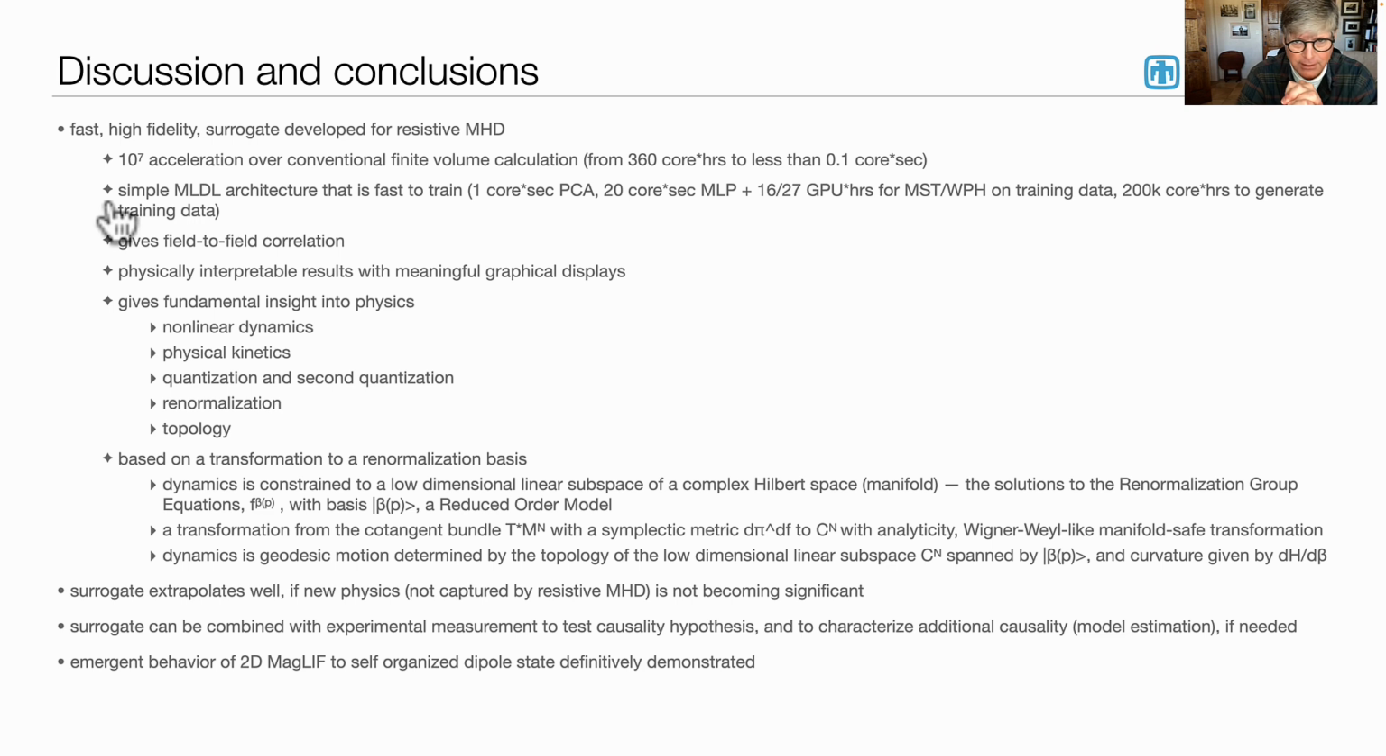And finally, there is something that we really have learned about the physics of 2D MagLIF implosions. We have learned that it has an emergent behavior to self-organized dipole dumbbell states. This has been definitively demonstrated by the analysis shown here.